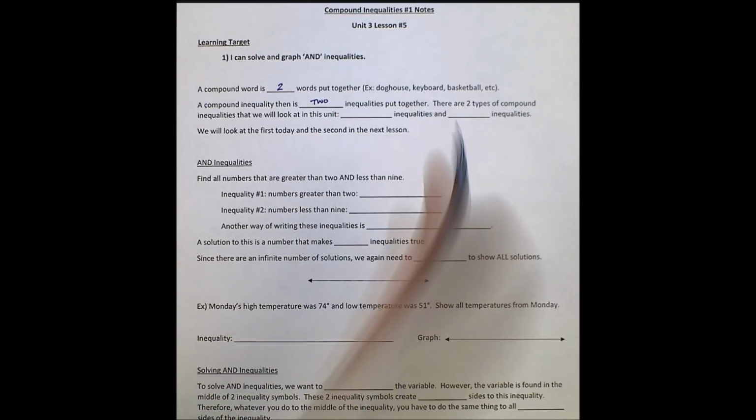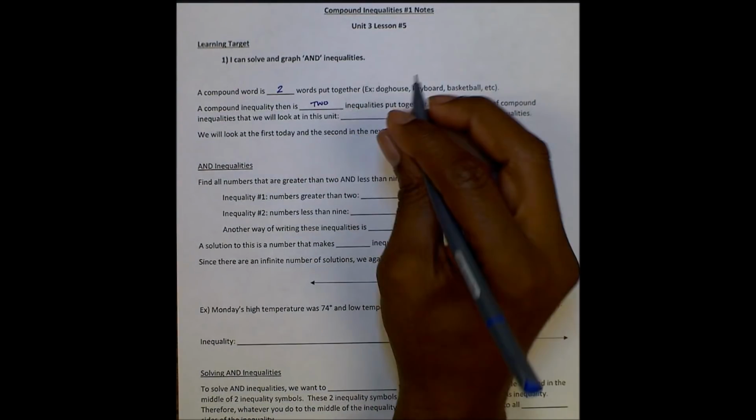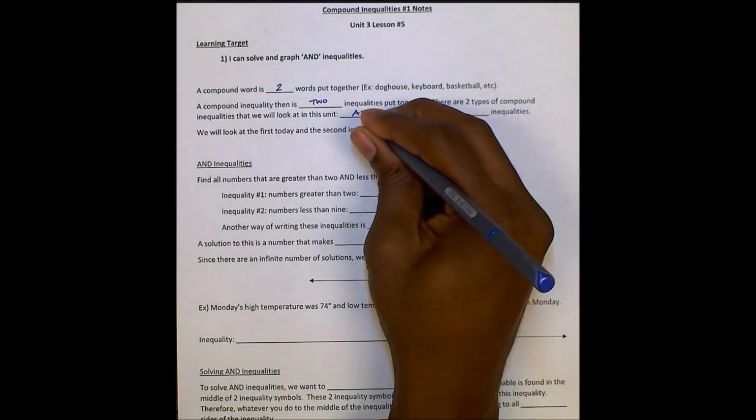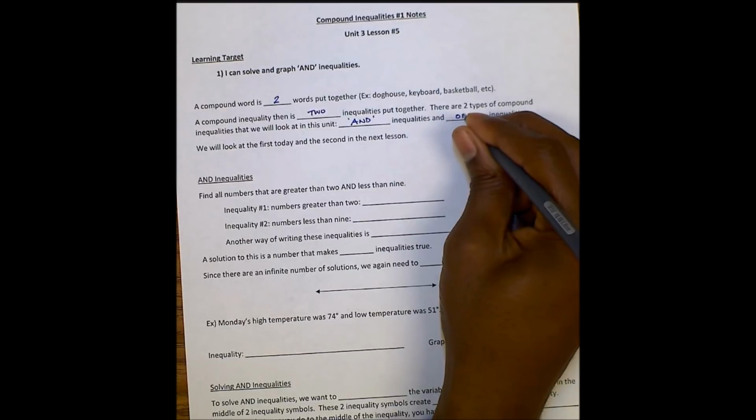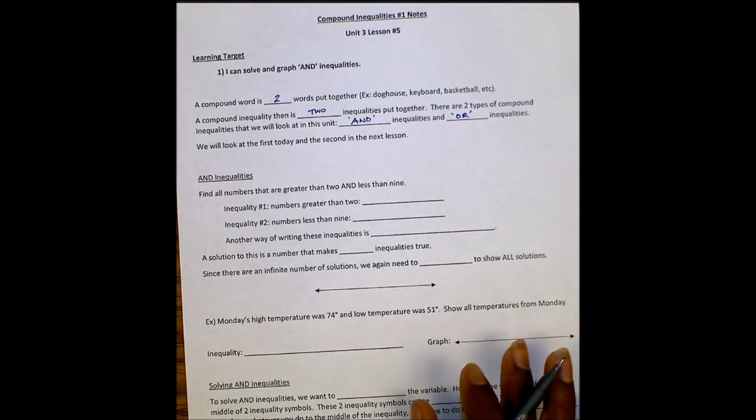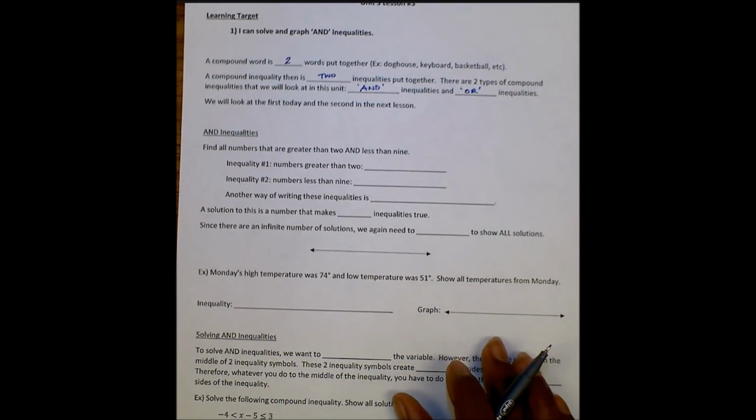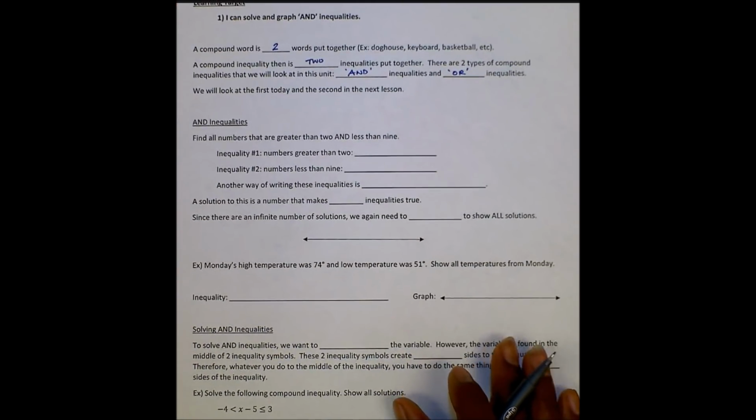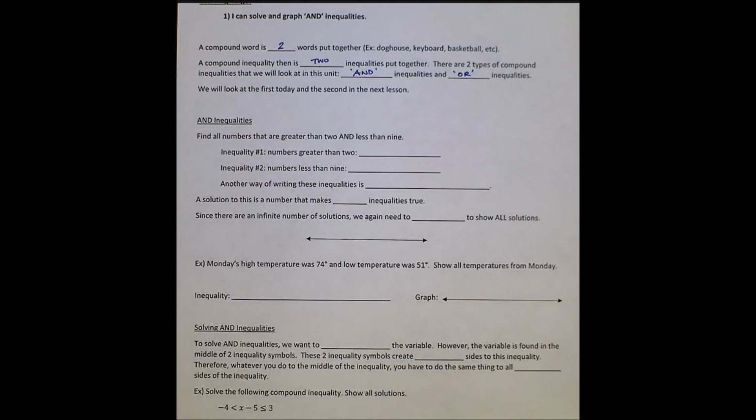There are two types of compound inequalities that we'll look into this chapter. We have "and" inequalities and "or" inequalities. We'll look at "and" inequalities today and "or" inequalities in the next lesson. So here's "and" inequalities.